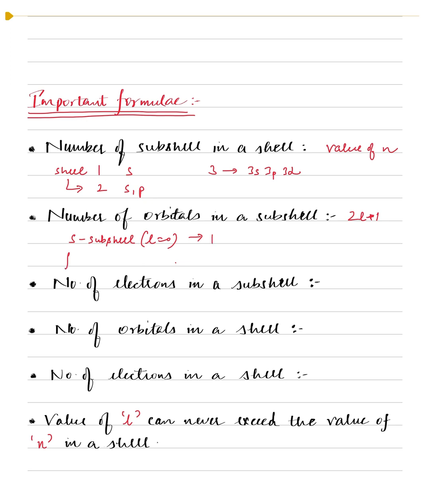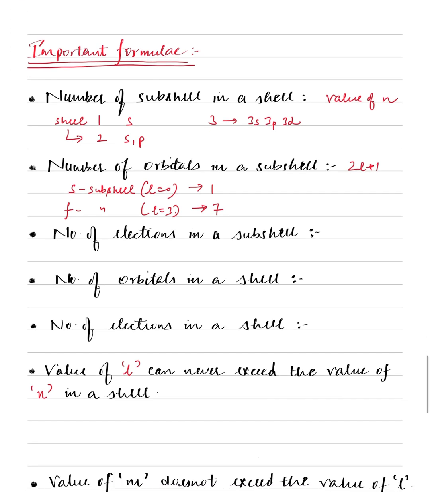And if I talk about F subshell, it has L value as 3, right? So if the value of L is 3, it will be 2 into 3, 6, 6 plus 1, 7. There are 7 orbitals in F subshell. So the formula is 2L plus 1.